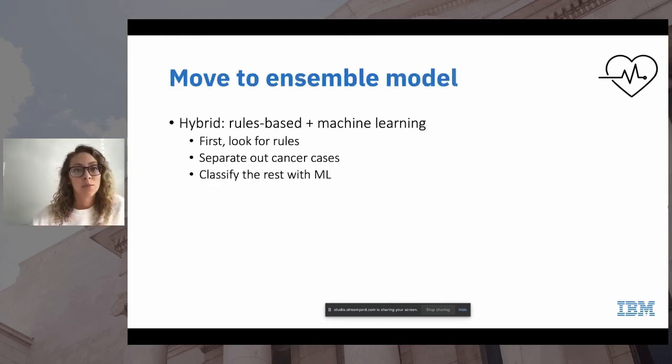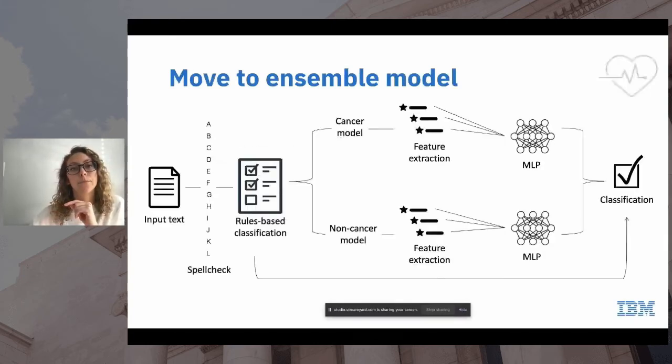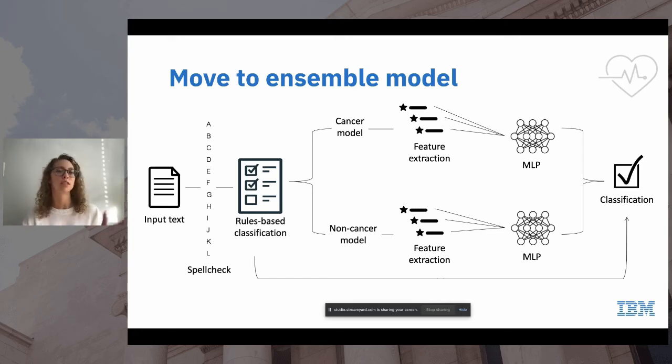So we moved to an ensemble model, which was hybrid. It used both rules-based classification and machine learning classification. So I'll take you through it. We had the input text. We ran it through the spell check, just like before. And then we ran the text through a set of rules. And these rules covered a lot of the cases where, for example, with trauma, we needed the model to focus on particular terms, weight particular terms more than others, and just weighting the simple training set was causing errors in the opposite direction.